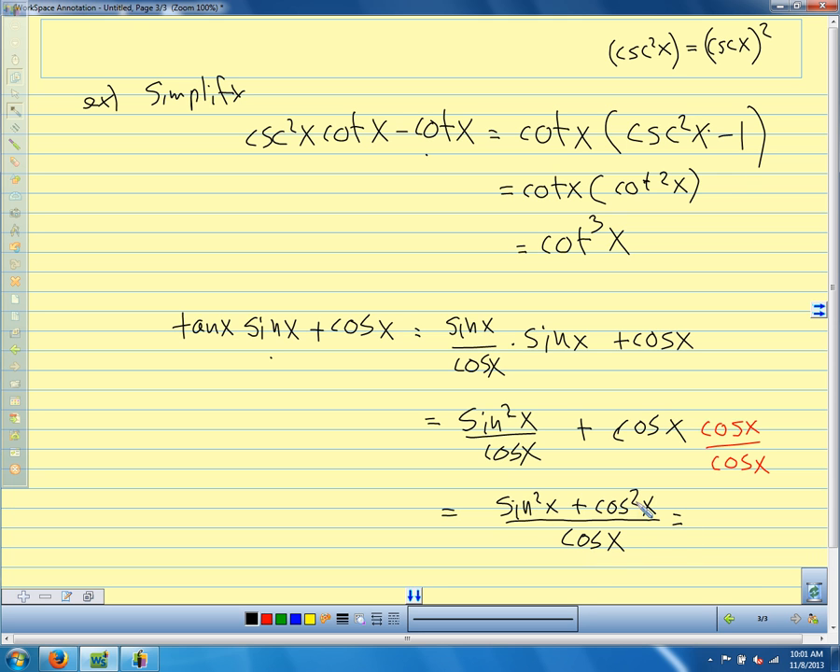Sine squared x plus cosine squared x is 1. This is 1 over cosine x, which is secant x. Rather than writing this, it's the same as secant x. Isn't that nifty?